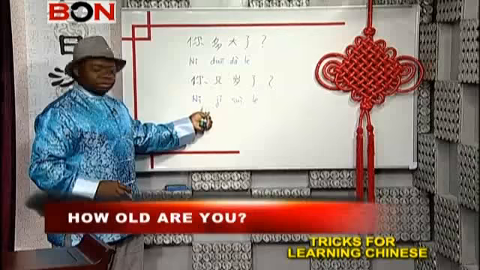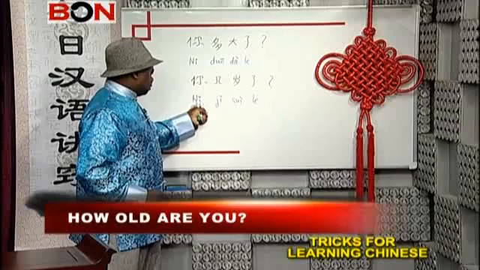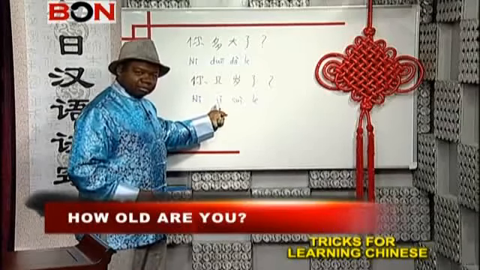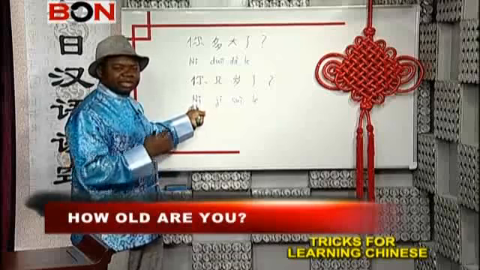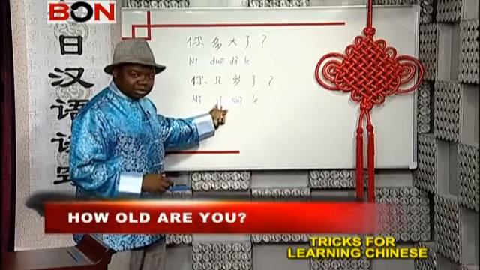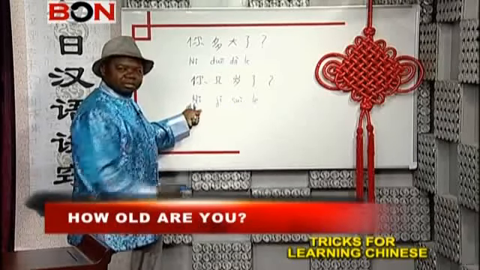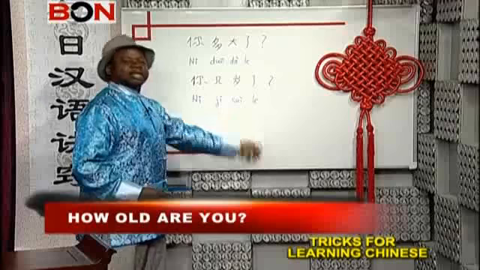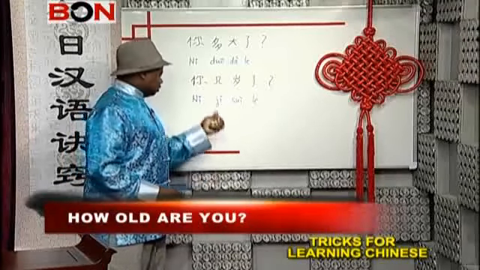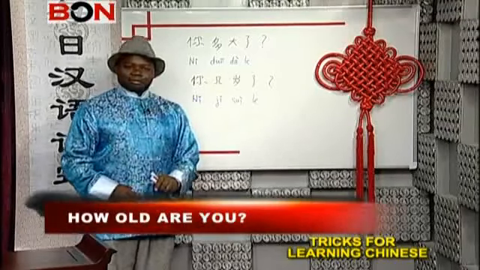And here, as a review for us, we saw that when a third tone is immediately followed by another third tone, then the first becomes a second tone. So you have 你 and 几. In this case, 你 becomes the second tone. That's why we say 你几岁了? You only feel the third tone on this one. Simple.